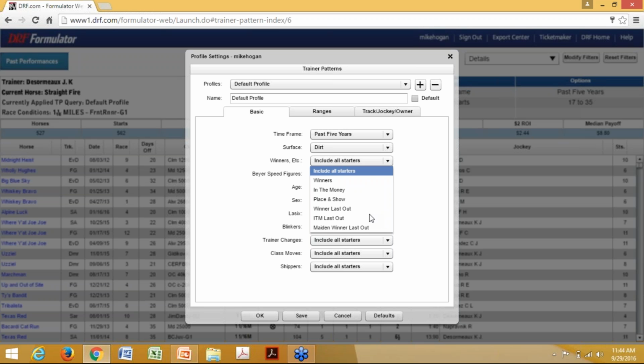Now, if you want out of the money, basically you've got to get a pencil and paper and just do the in the money and subtract it from the overall figures. But luckily for us, this horse finished in the money last time out, so we can click onto that.